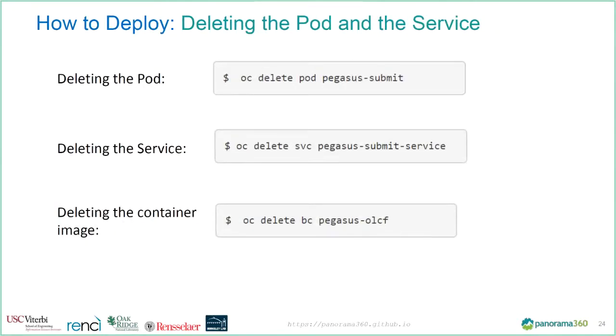Finally, if you want to clear your environment, you can delete your pod, you can delete your service, and you can delete your container and image build configuration by using the oc delete command. Based on the names we've given to the services and the pods, we can delete the pod by using oc delete pod pegasus-submit, oc delete service pegasus-submit-service, and you can delete the container by using oc delete buildconfig pegasus-olcf.